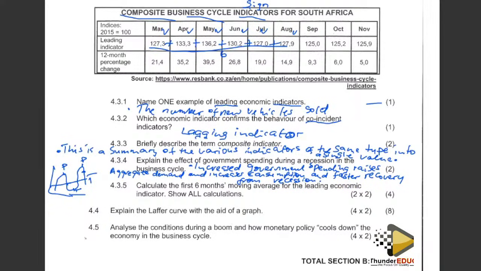So now we are saying that we have 127.3 plus 133.3 plus 136.2 plus 130.2 plus 127.0 plus 127.9. So now all of this, then you divide by 6. So now here, the sum of this is going to be 781.9 divided by 6. So now our final answer is going to be 130.31. Okay, grade 12. So this was what the question wanted you to actually come up with.